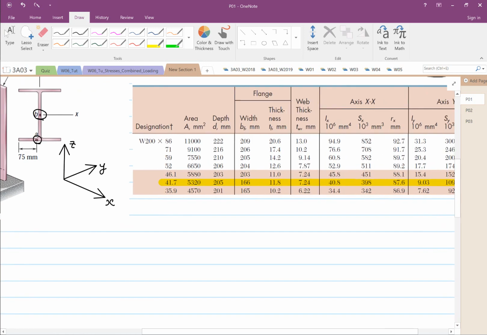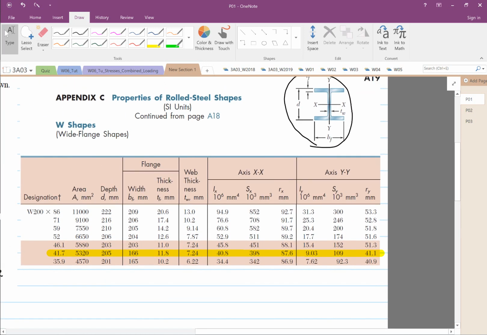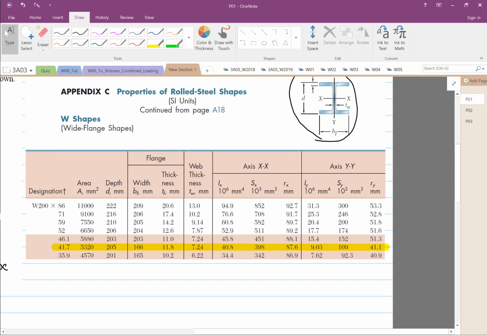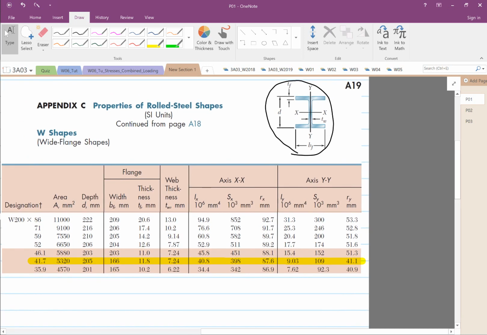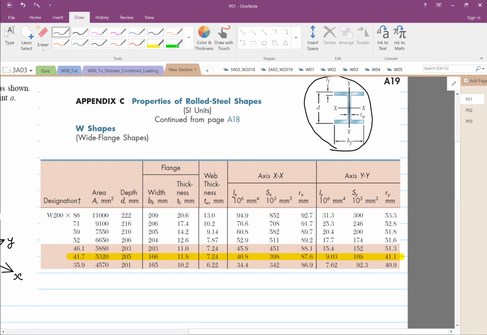Right, so by looking at our table, which we'll refer to quite a bit later on, we know that our area is equal to 5320. Okay, depth is 205 millimeters, and so on. So this is critical. It's important to know which is your Ixx and Iyy, because this is a multi-axis loading.